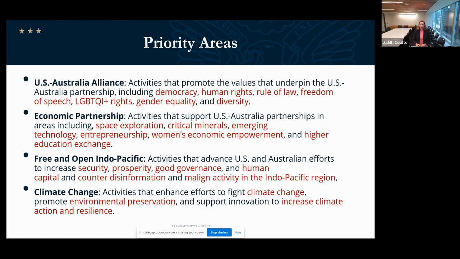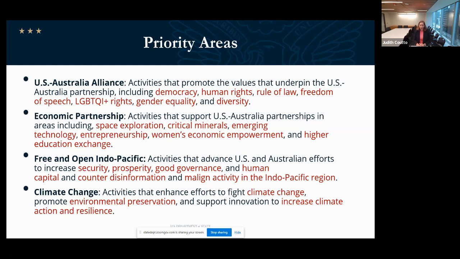Another area of priority for us is a free and open Indo-Pacific, the ways that the US and Australia have leadership across the region, and ways that our two countries can work together to bring together communities from across the Pacific, which touches all of our shores, to counter disinformation, increase good governance, ensure prosperity, and counter malign activity in the region.